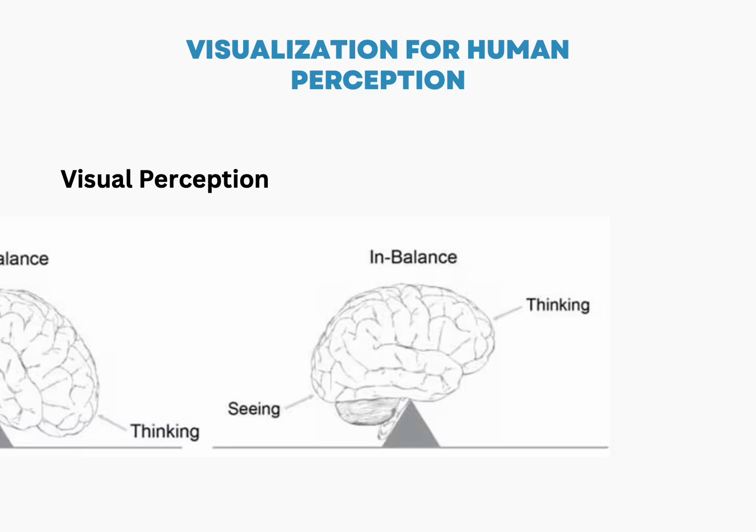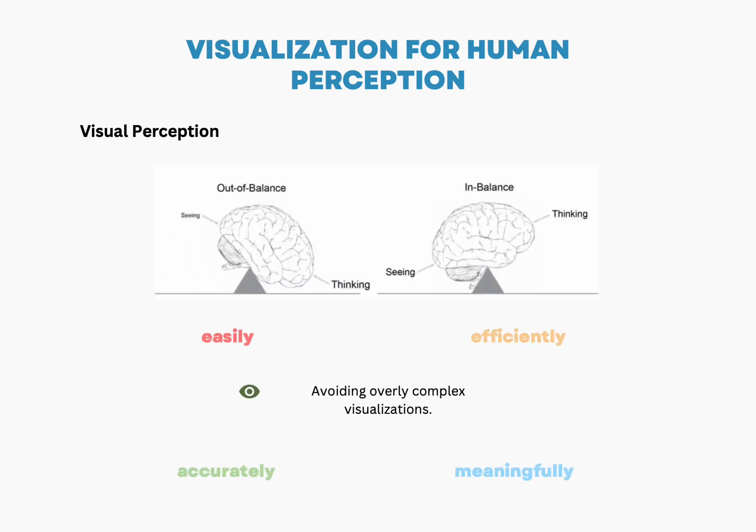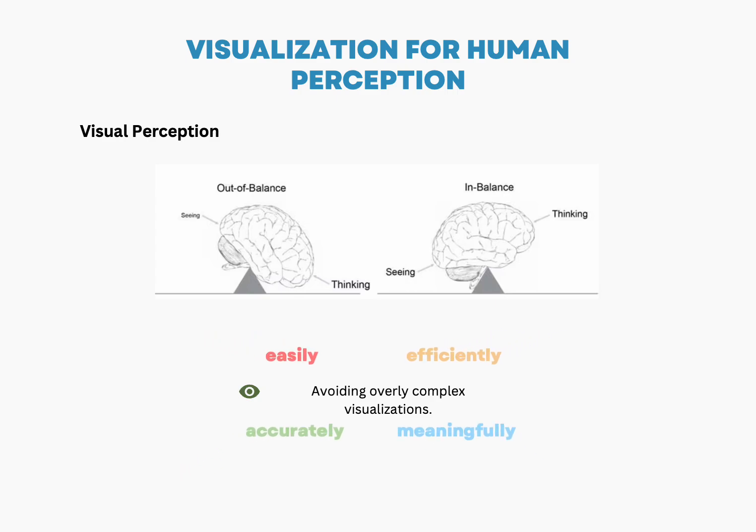Traditional methods of understanding data rely heavily on slow, conscious thinking. But data visualization shifts this process to our visual perception, allowing us to see patterns and trends instantly and efficiently. Here are some key points to avoid overly complex visualization: accurately, meaningfully, easily, efficiently.